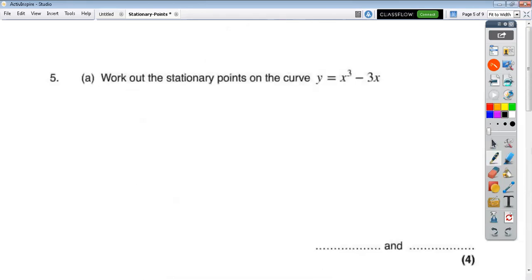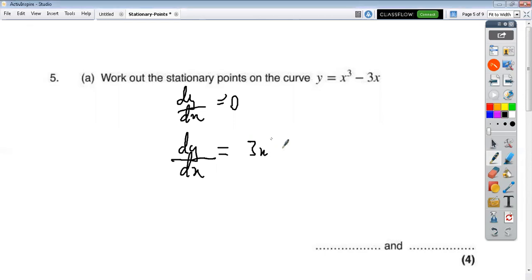Work out the stationary points of this curve, 4 marks. To work out the stationary points, we know that dy over dx should be equal to 0. So let's find dy over dx. Tawana, are you still there in the lesson? What will be the answer there? Look at this straight away, you can give me the answer. What will be dy over dx there?